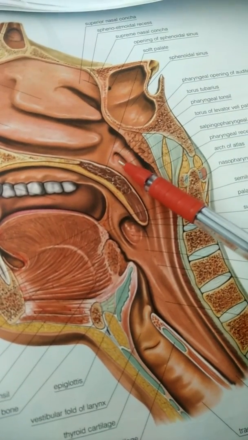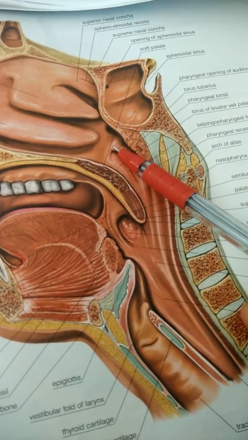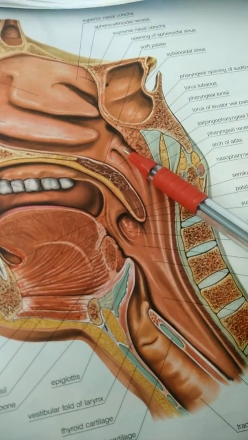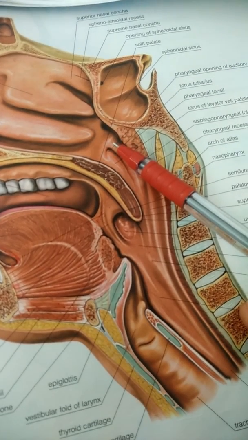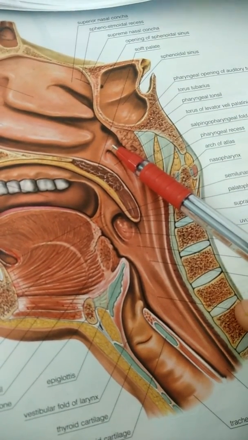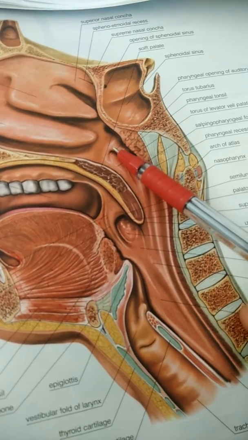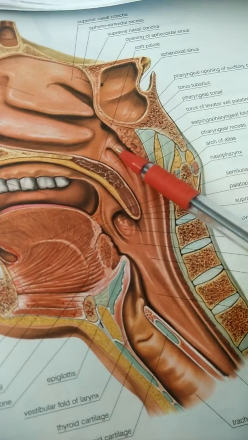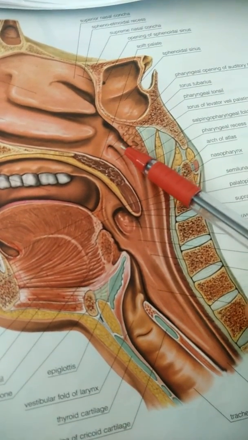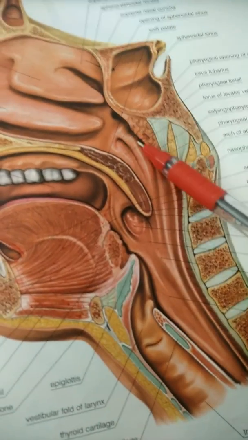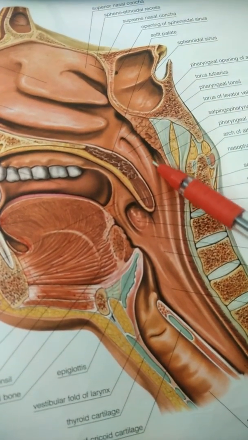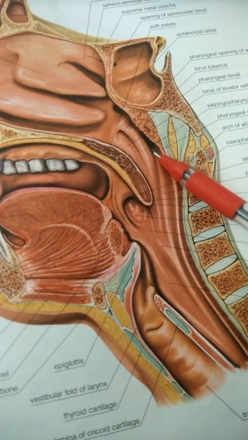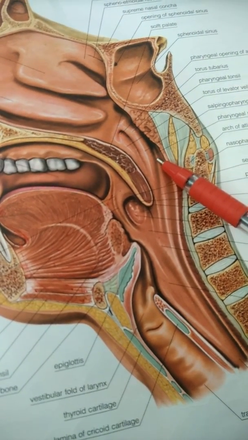So this is the opening of the auditory tube, and above it we can see an elevation or bulging that is known as the tubal elevation. Within the tubal elevation we can see a group of lymphoid tissues known as the tubal tonsil. Here is the pharyngeal tonsil, and on the tubal elevation there is the tubal tonsil. Behind the tubal elevation there is a depression known as the pharyngeal recess, or the fossa of Rosenmuller.